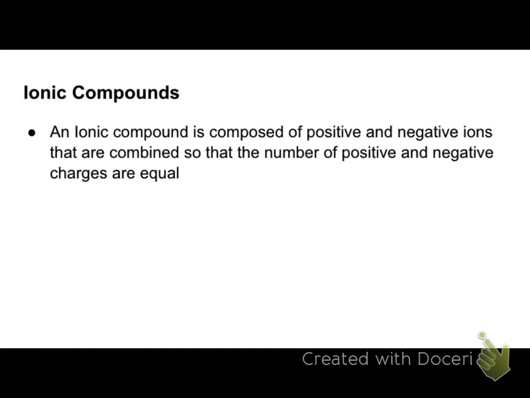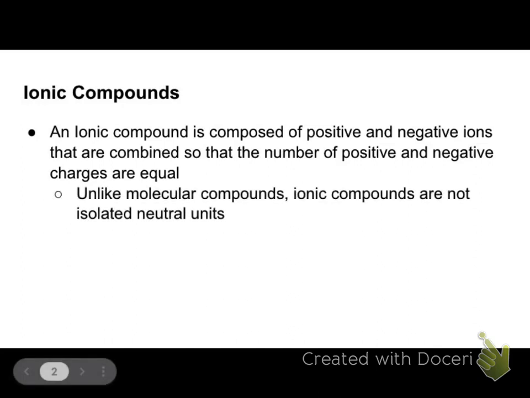An ionic compound is composed of positive and negative ions that are combined so that the number of positive and negative charges are equal. So you can't form an ionic compound and have charges left over. Okay? They have to balance each other out in order for it to form.